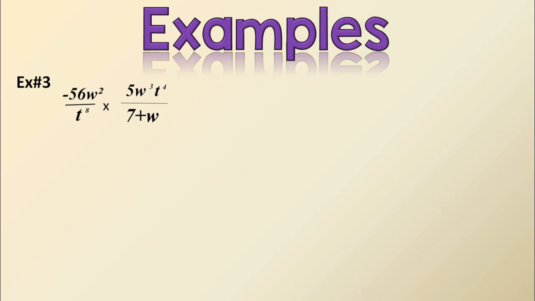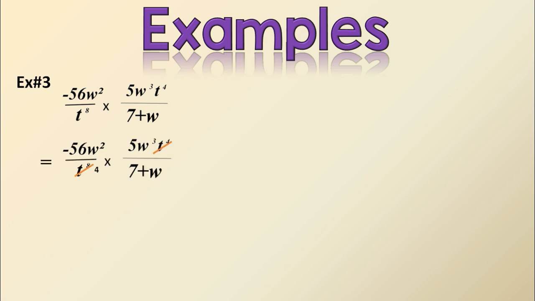Question number 3. Now this question seems quite difficult, but it's actually very easy. So let's just do it step by step. One thing which we are very clear about now is that we cannot reduce w squared in the numerator of fraction number 1 with the w in the denominator of the second fraction, because we know that w in the second fraction is being added to 7.